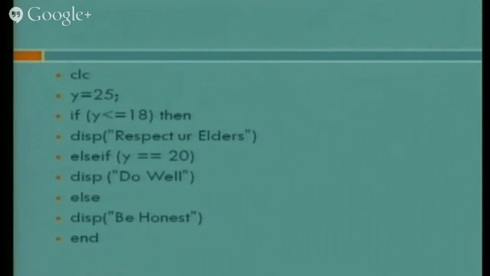Else if means if the first condition doesn't match, then go to the second. Else if y is equal to 20, means now we are checking if y is 20, then display "do well". Else, display "be honest". And at the last, what the last else says is, if the first two conditions are not met, then you have to display "be honest", right?